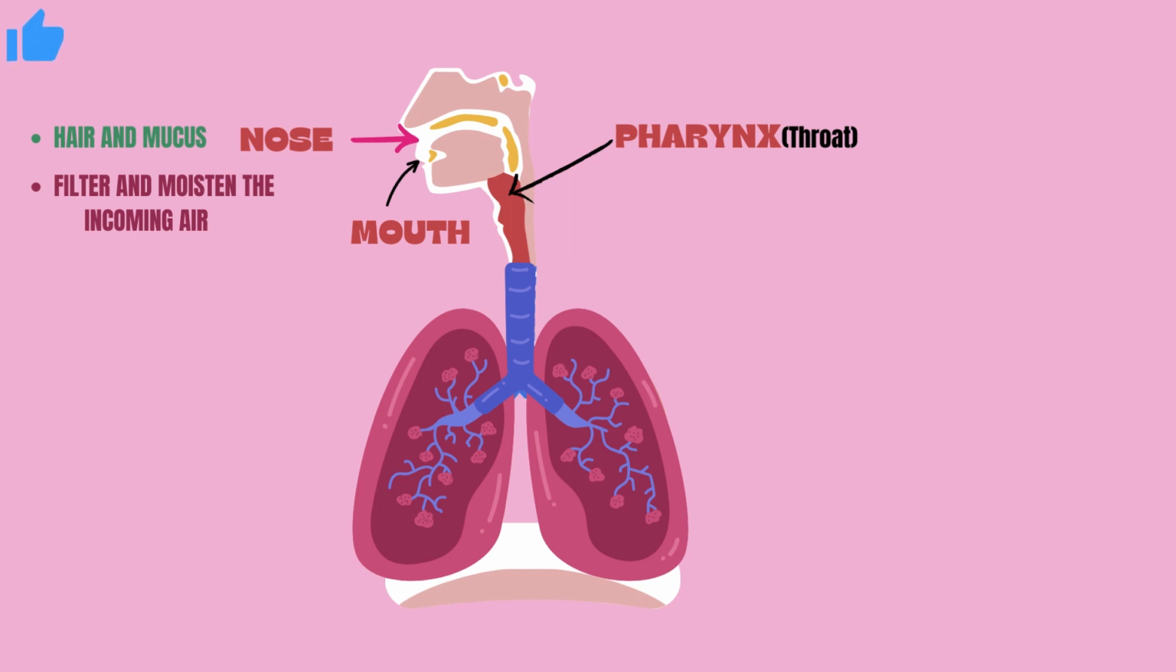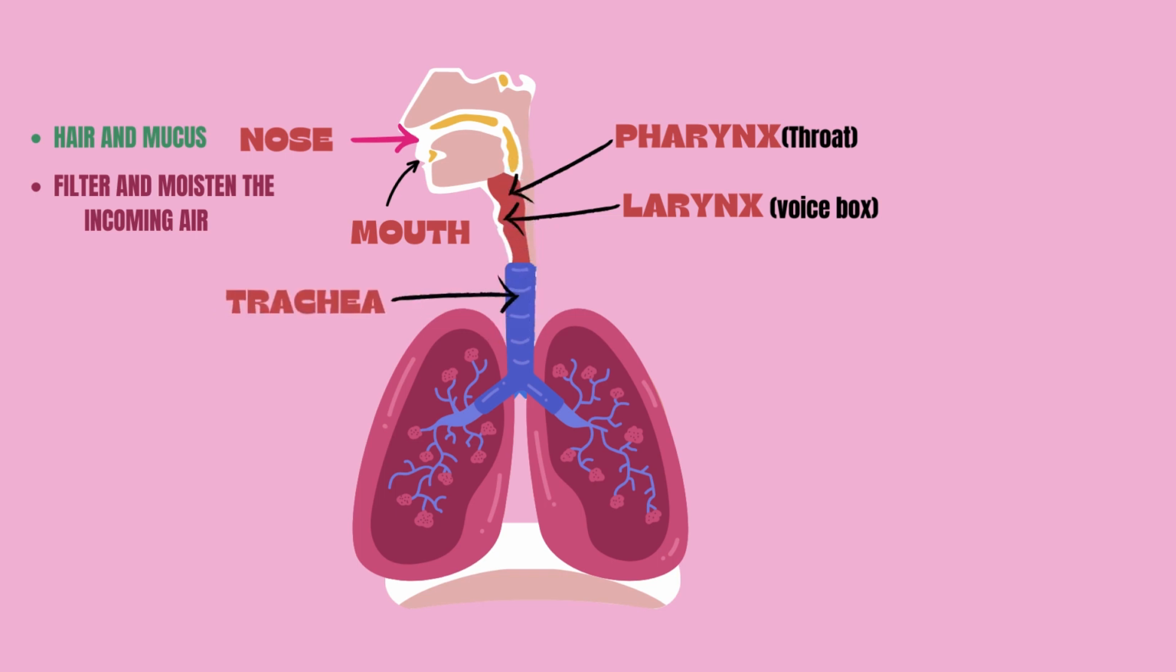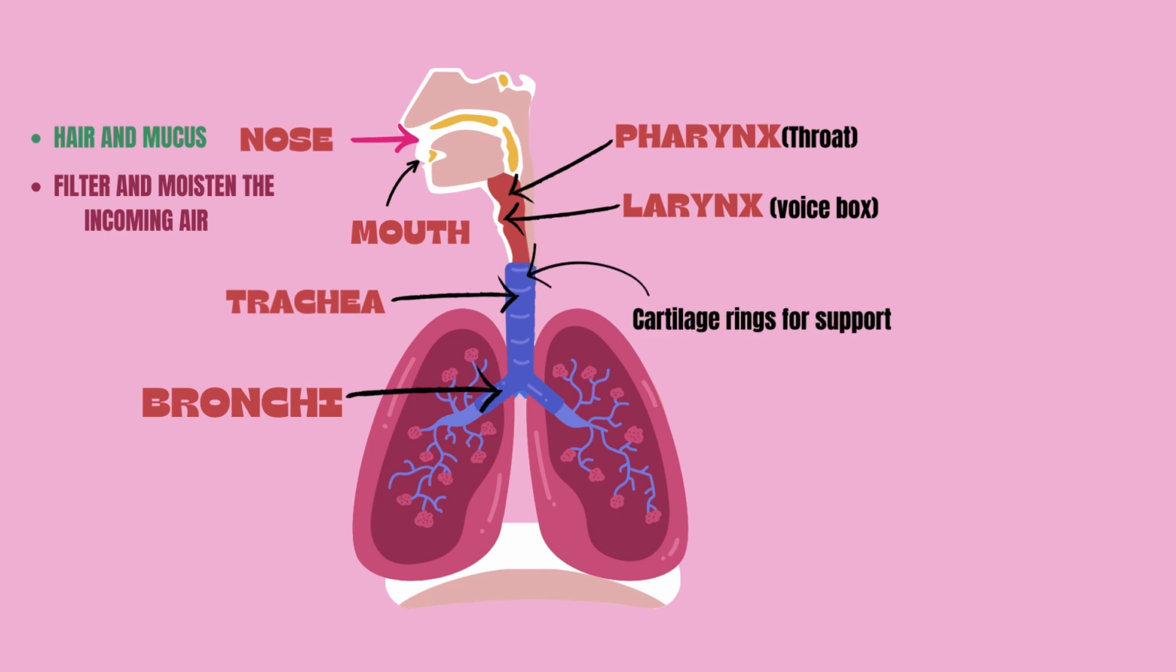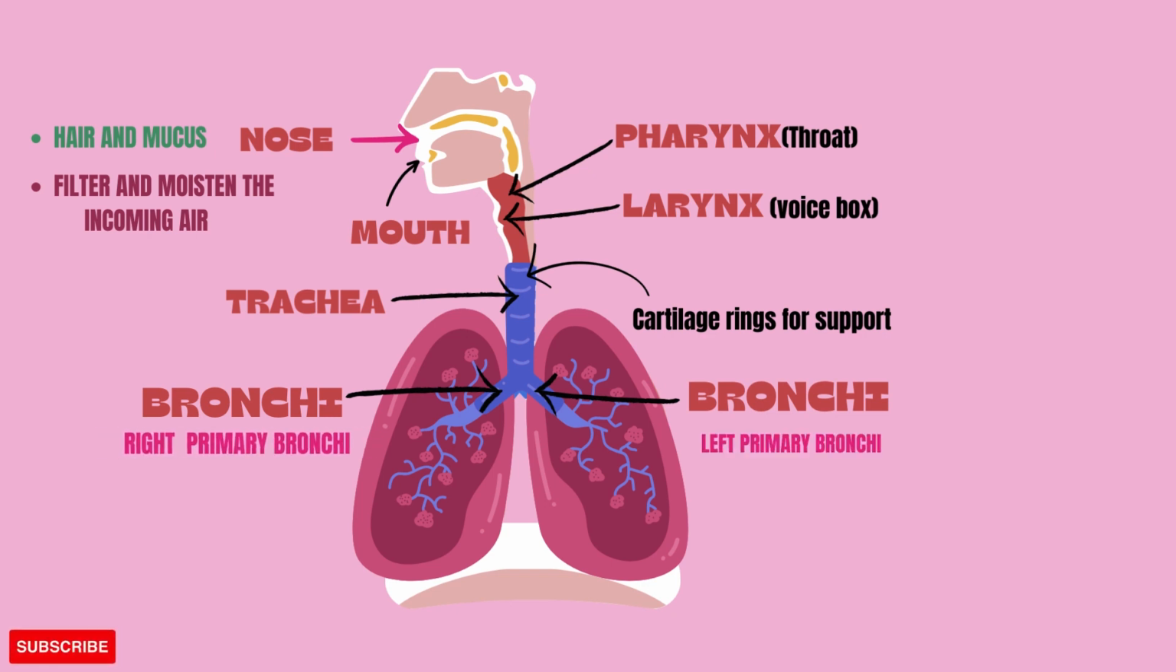Finally, there is the laryngopharynx, the part of the pharynx that continues with the larynx, or the voice box. It also serves as a valve to prevent food and liquids from entering the airway. After passing through the larynx, the air enters the trachea. The trachea is a tubular structure that carries air from the larynx to the bronchi. The trachea and bronchi are both pretty wide and use cartilage rings for support. The trachea divides into two bronchi, one leading to each lung. These are called the right and left primary bronchi.